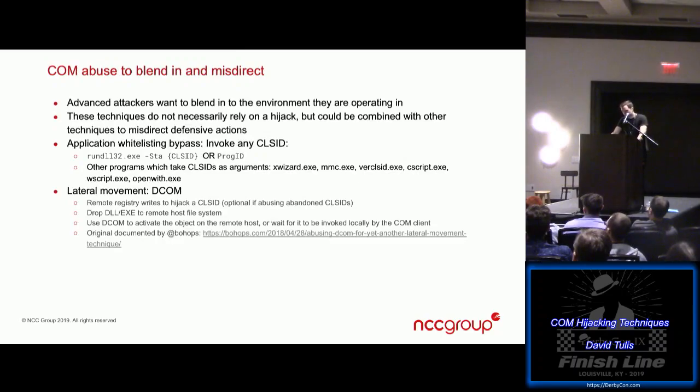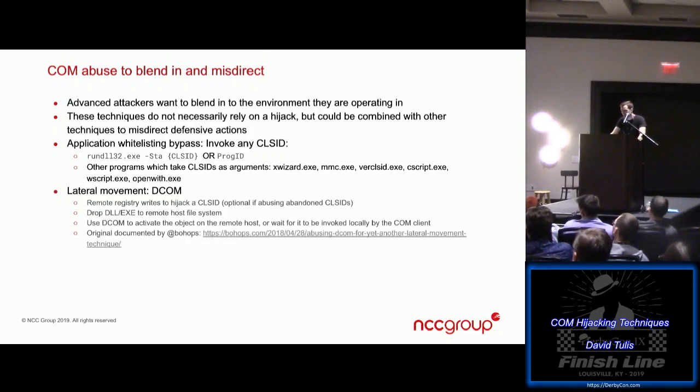Sophisticated adversaries have an interest in making their activities appear benign. So using COM hijacking in conjunction with other techniques, an attacker has a couple of different options for misdirection. None of these techniques that I'm about to talk about require a COM hijack, but when combined with a COM hijack, they can augment an attack chain that could bypass whatever detective controls are present in the environment you're operating in. So first of all, application whitelisting bypasses.